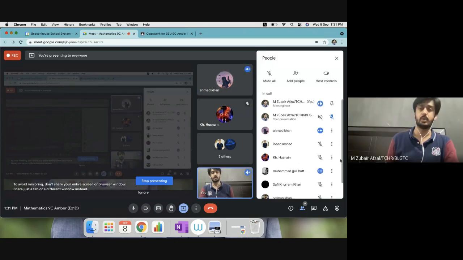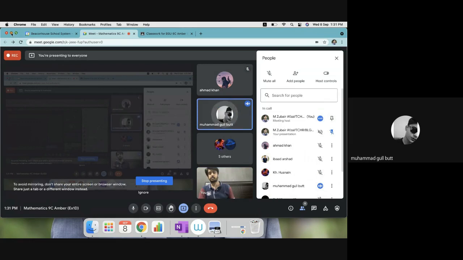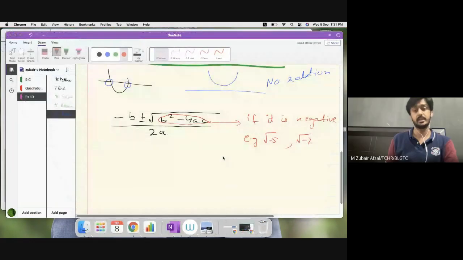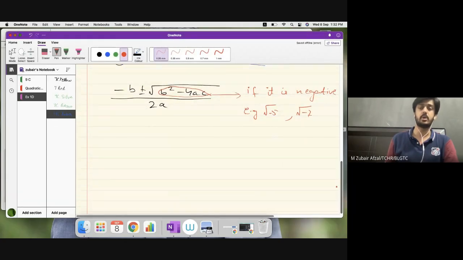Sir, anyone, what does it say? It says math error. So that is how you will know that there are no roots, or no solution, or not possible. So you'll state so.